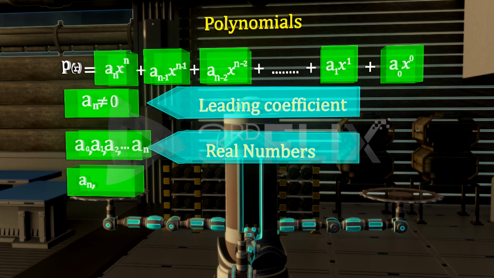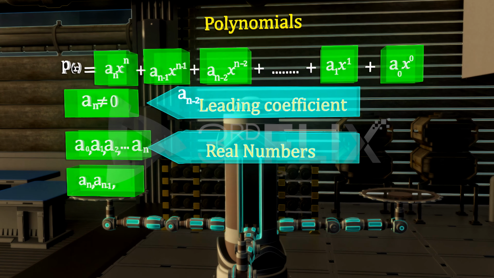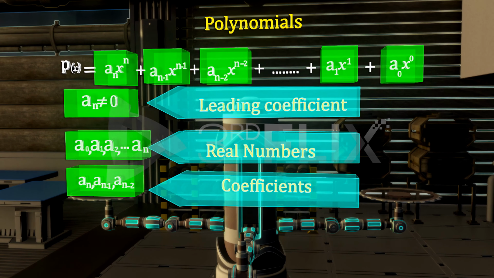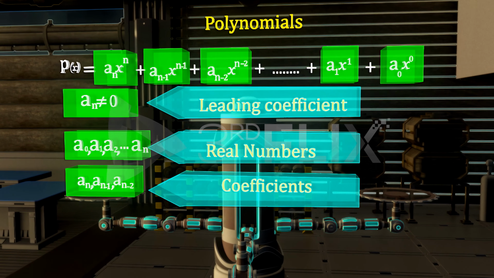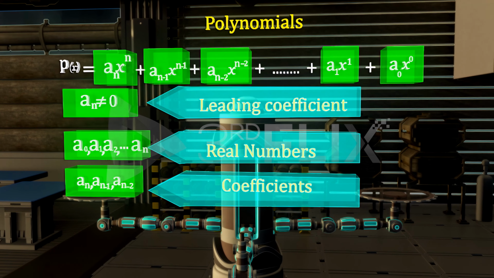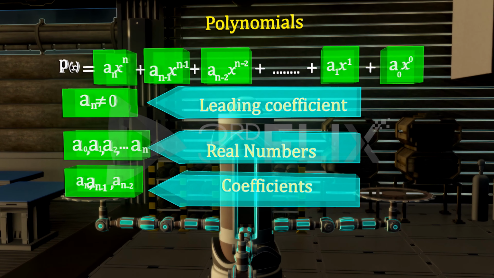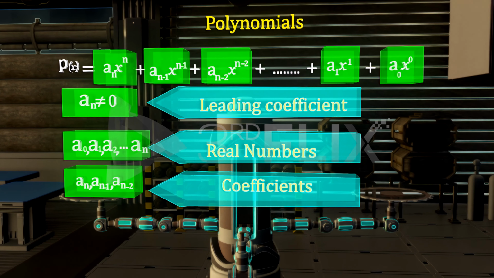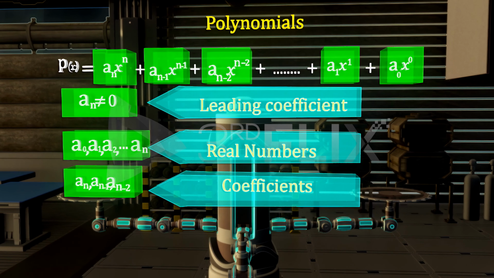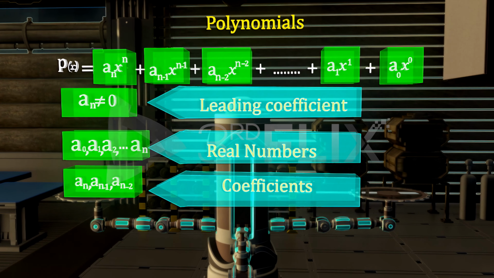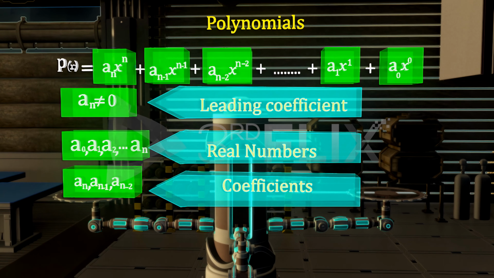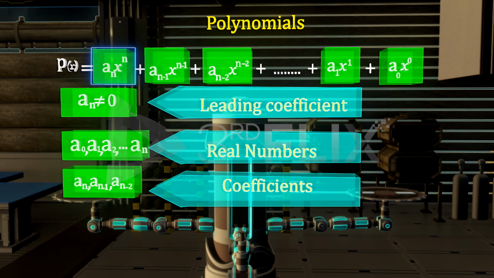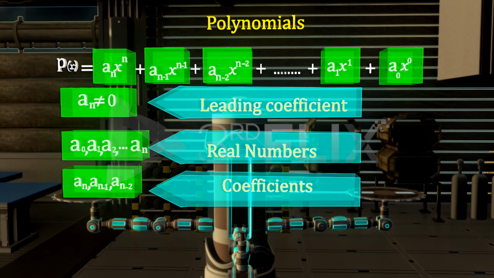Here, a_n, a_(n-1), a_(n-2) and so on are the coefficients of x^n, x^(n-1), and so on, x^0, and a_n x^n, a_(n-1) x^(n-1), a_(n-2) x^(n-2) and so on are the terms of the polynomial. The term a_n x^n is called the leading term, and its coefficient a_n is the leading coefficient.